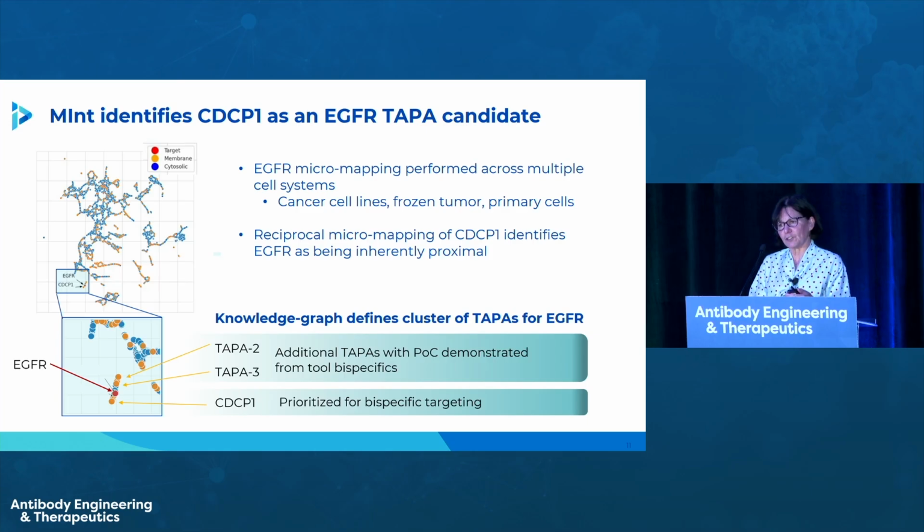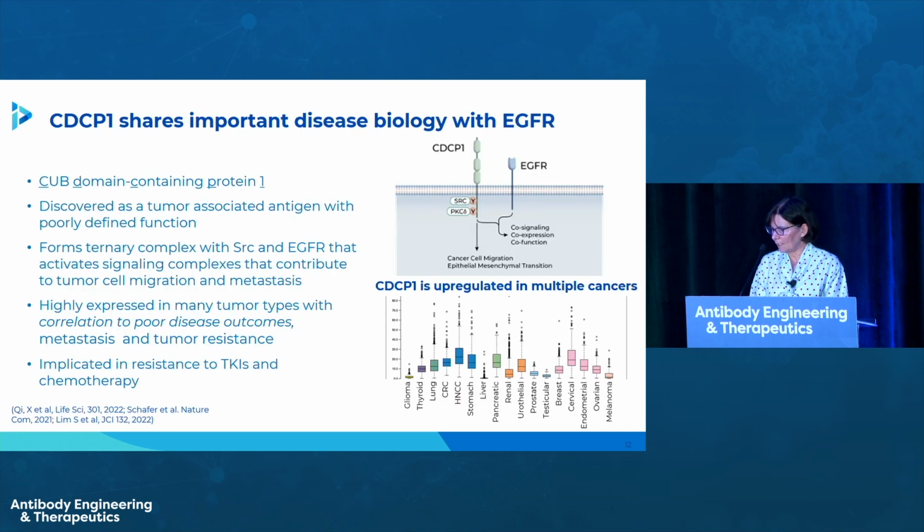And not only do we just pull out CDCP1, we see, as you can see in that expansion of the knowledge graph there where EGFR is highlighted, there are a number of targets that emerge. Some are known and common, and others are less well known. But throughout all of that, we selected CDCP1 as the highest target of interest in order to proceed forward with. So just a little bit more about CDCP1. CDCP1 stands for CUB Domain Containing Protein.